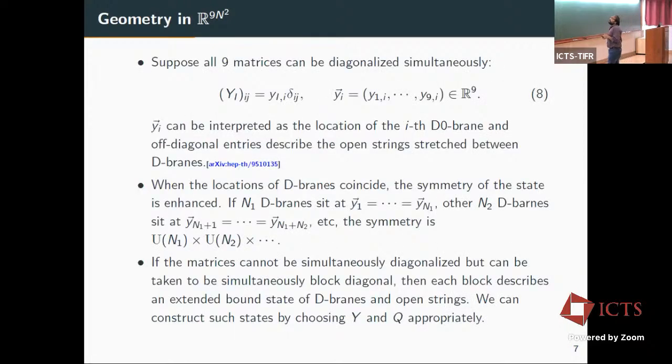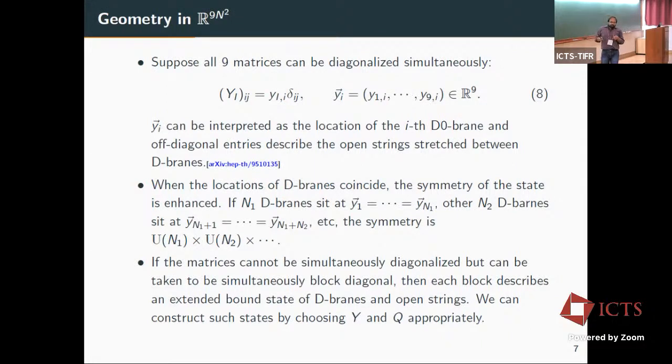So suppose all these nine matrices Y^i, which is the center of the wave packet, can be simultaneously diagonalized. Then the eigenvalues of these Y^i's and Q^i's will respectively give us the position and the momentum of the D0 branes, as proposed in this paper by Witten.